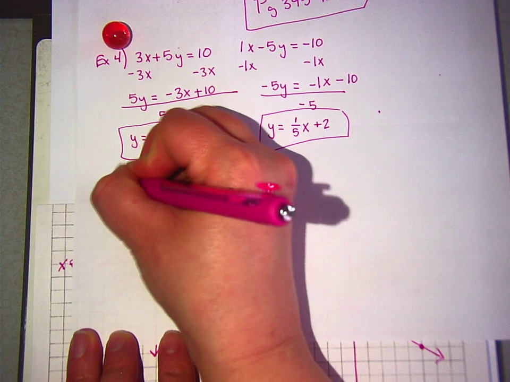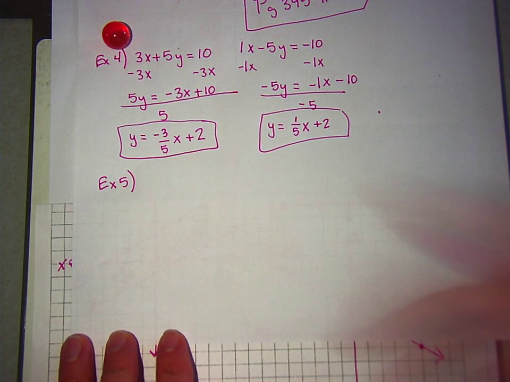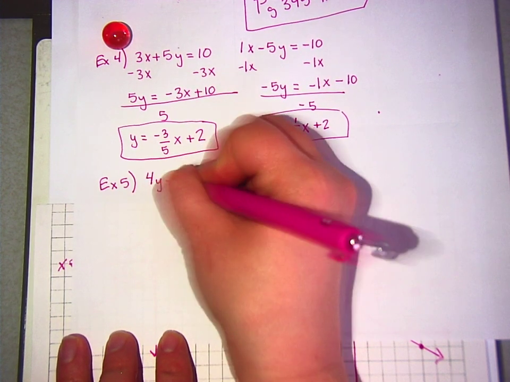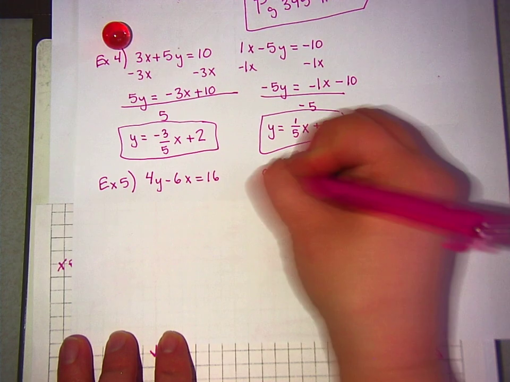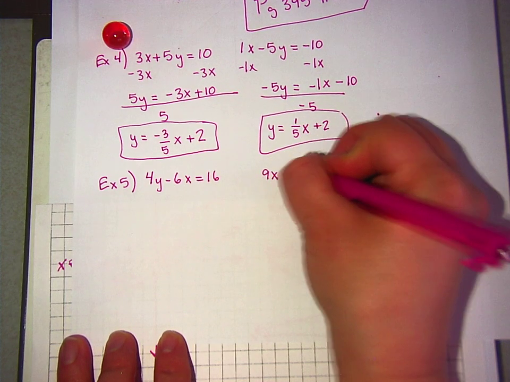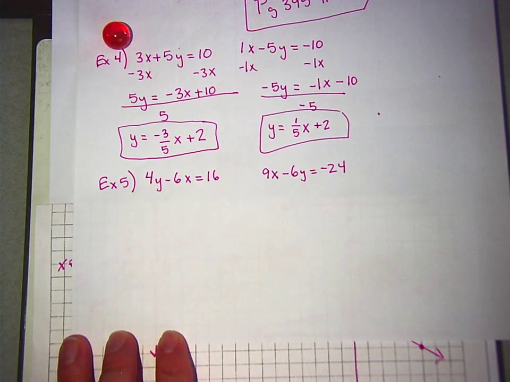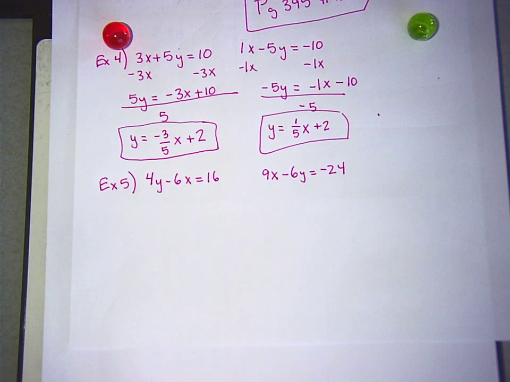All right, example 5, last one we're doing. Four y minus 6x equals 16, and 9x minus 6y equals negative 24. All right, go ahead and try this problem out with your partner. You've got to solve for y and then graph it.